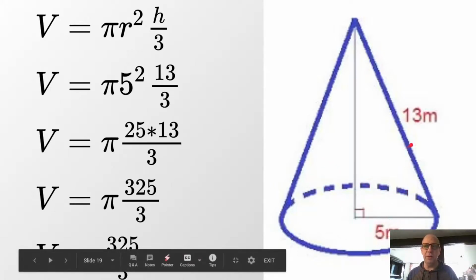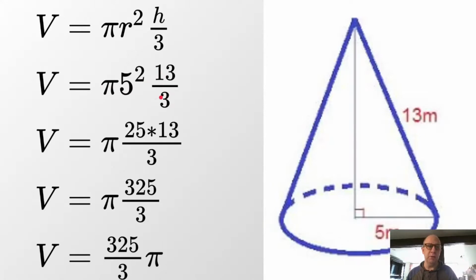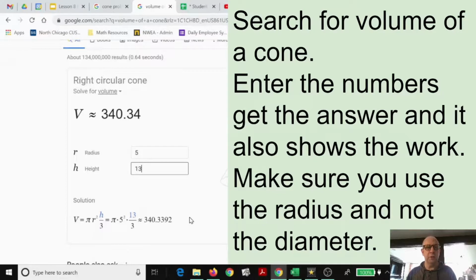Here we have a 5 and a 13, so I do pi times 5 squared times 13 divided by 3. 5 squared is 25 times 13 divided by 3, 325 divided by 3. I put the pi on the other side, and this answer is fine. 325 over 3 times pi meters cubed, because its volume is cubed. Or you can multiply that 325 times 3.14 and then divide all that by 3, and that would be meters cubed.